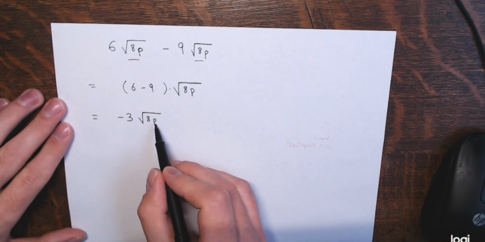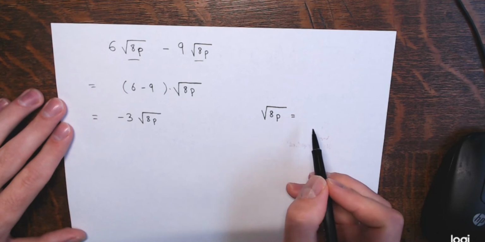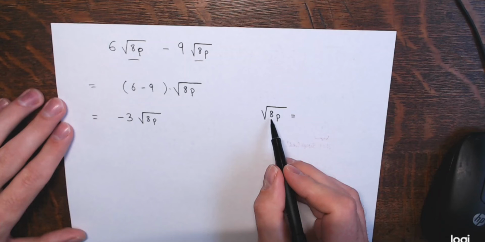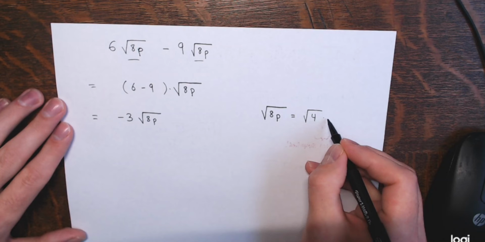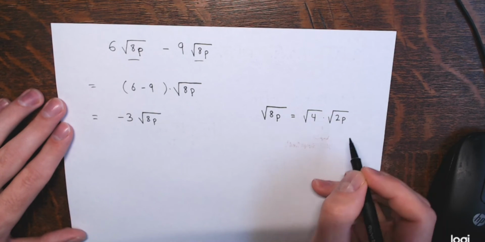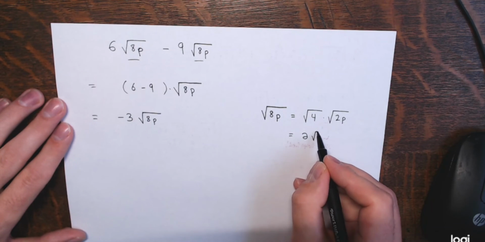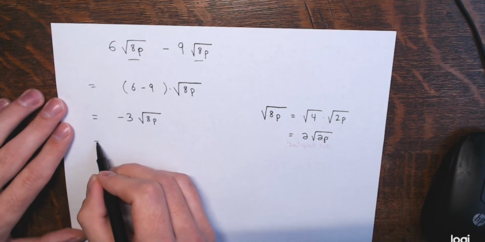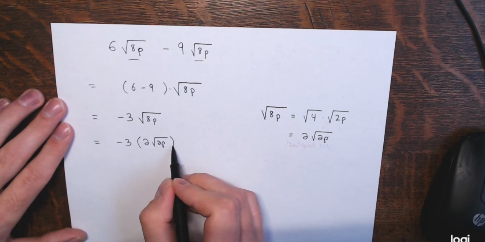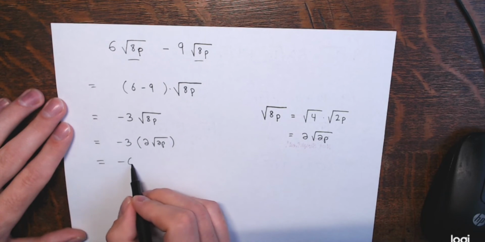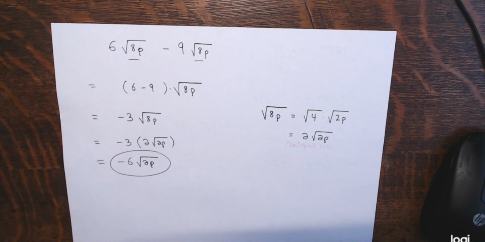But now I would like to simplify that square root as much as possible. Well, 8 has a perfect square factor. 4 is a perfect square that goes into 8. So I can break this up into the square root of 4 times the square root of 2p. Right? 4 times 2p is 8p, and the square root of 4 is 2. So this becomes 2 times the square root of 2p. So I have negative 3 times 2 times the square root of 2p, and negative 3 times 2 is negative 6. So this simplifies completely to negative 6 times the square root of 2p.